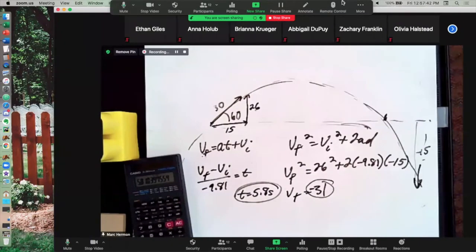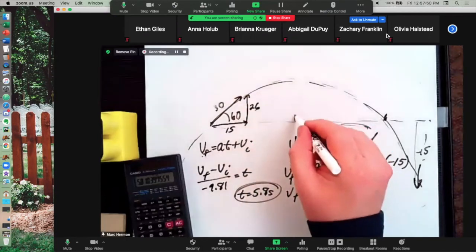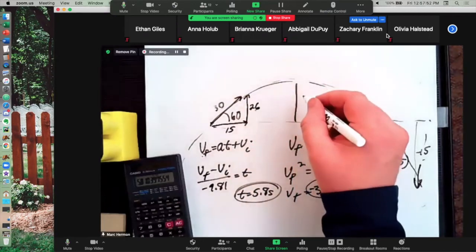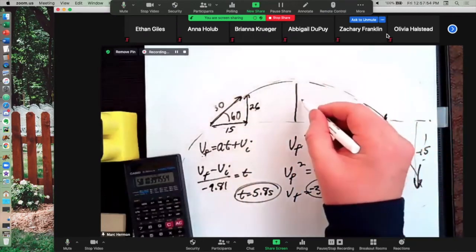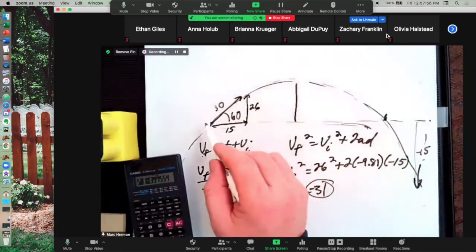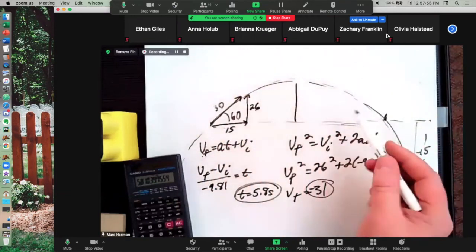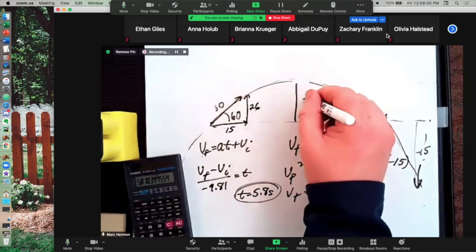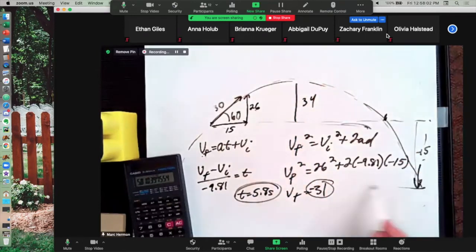Did we already figure out the max height for this? Yeah. So we did it in the last problem, and this height was, what was it? 34. Remember, we did it on this first part, and that's still the same, 34. But what we did is technically we just added 15 onto it, right?